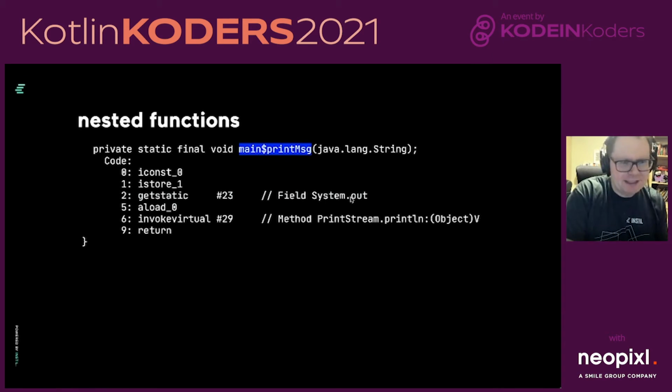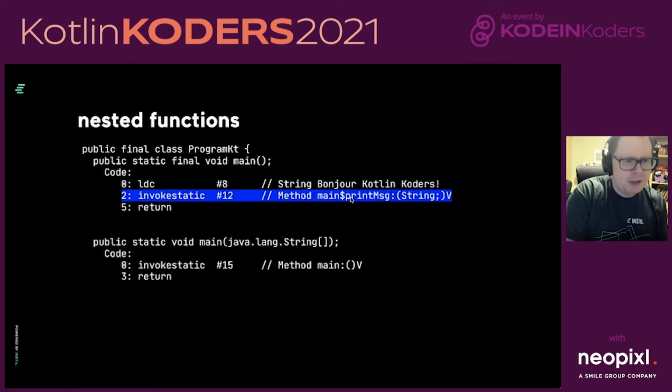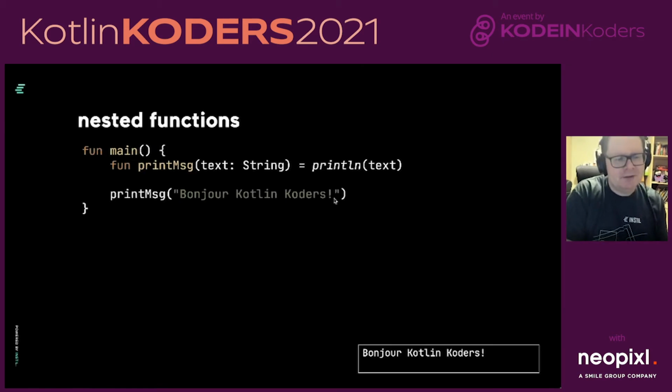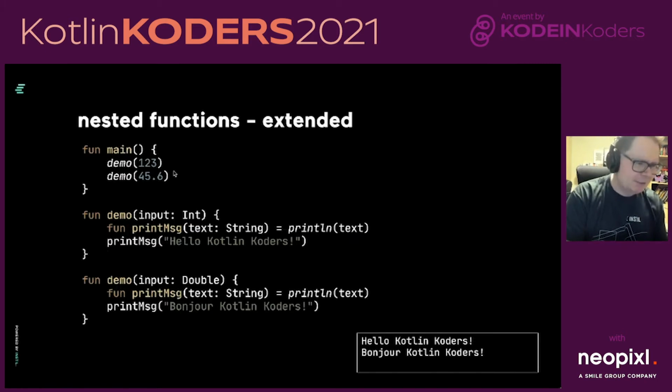So this, of course, raises the interesting question: what happens if we had two nested functions called print message? What happens if I have two functions called main or demo or Fred or whatever it happens to be, and each of these has a nested function called print message? What happens then? Well, let's try it. So you see here we've got main. And inside main, we've got demo taking an int, and we've got demo taking a double. And we're going to invoke both of them, but each of them will contain a nested function called print message.